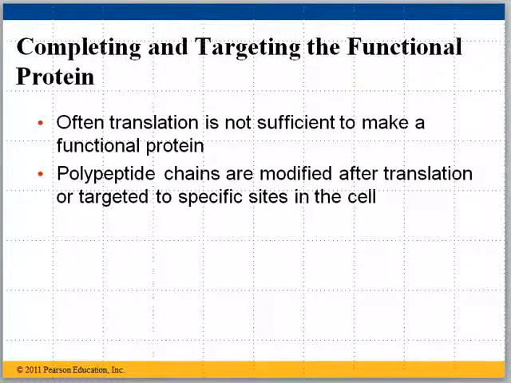Finally, let's talk about the end part of translation, which is forming a functional protein. Making the polypeptide chain alone is usually not enough to make a functional working protein. Some of these functional proteins are made up of multiple polypeptide chains, and even if it's made up of a single chain, it has to be modified and bent and formed into the right shape. So polypeptide chains are modified sometimes quite a bit after translation, are targeted to specific sites in the cell, taken and given to various other places in the cell to be further changed and modified until they're made into the complete protein that the cell needs.